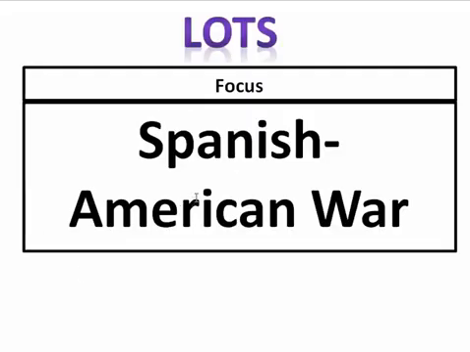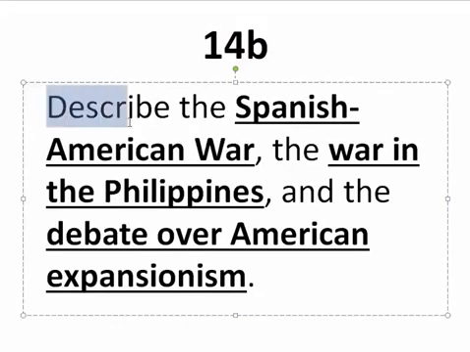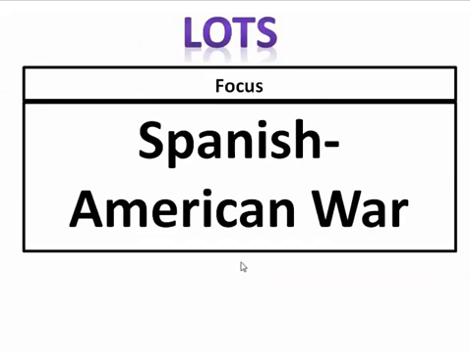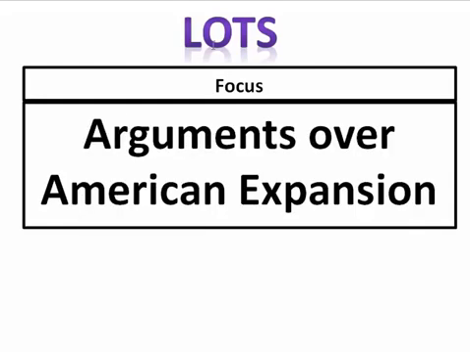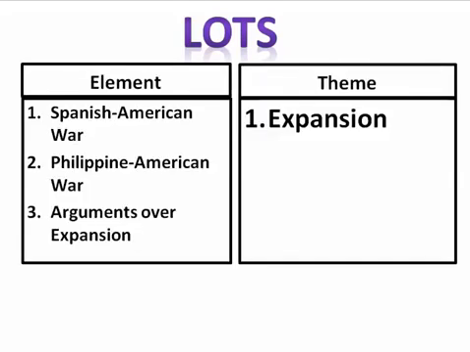The first one is we need to, let's see what we need to do. The key word here is to describe. Okay, so that's what we're going to do. We're going to describe the Spanish-American War first. That's our first objective. And then we're going to describe the Philippine-American War. And then we're going to describe the arguments over American expansion. So our theme here is expansion of the United States.